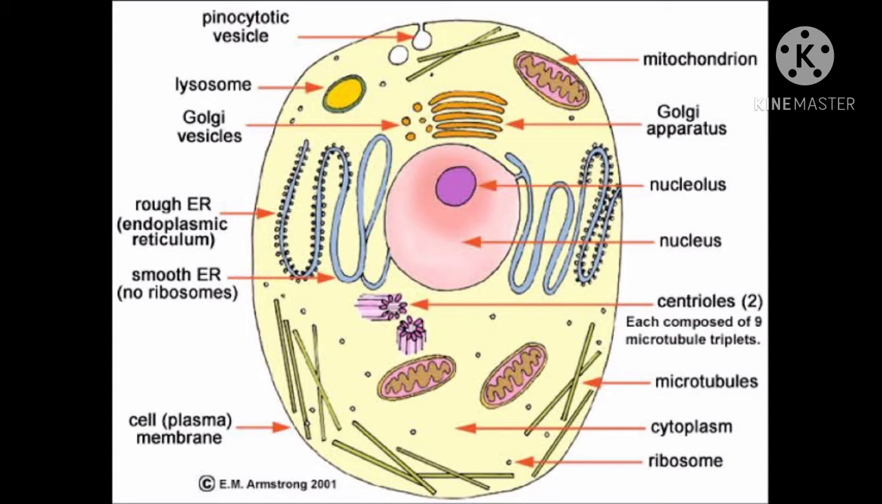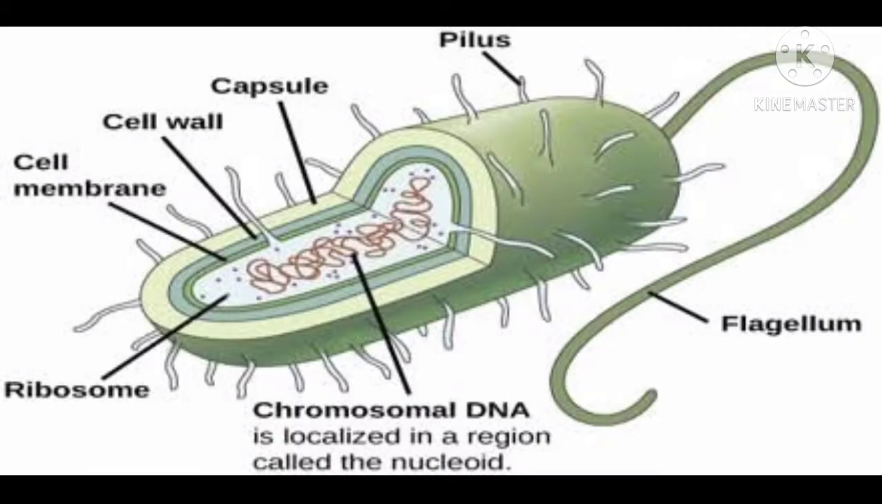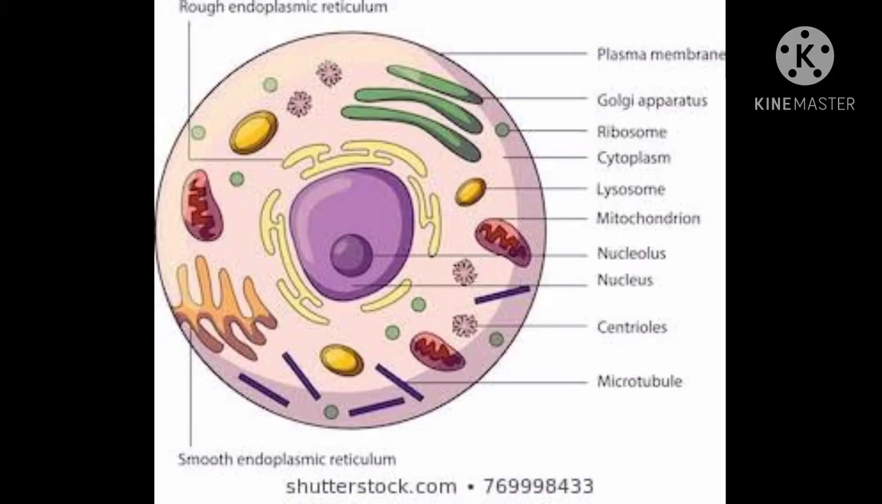Cells can be classified as prokaryotic and eukaryotic cells. Prokaryotic cells or prokaryotes do not contain a nucleus or any other membrane bound organelles. Eukaryotic cells or eukaryotes contain membrane bound organelles, including a nucleus. They can be both single celled or multi celled. Prokaryotic examples are bacteria and cyanobacteria. Eukaryotic examples are plant cells and animal cells.